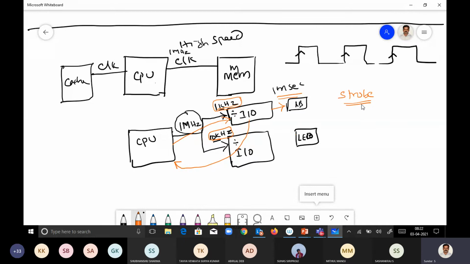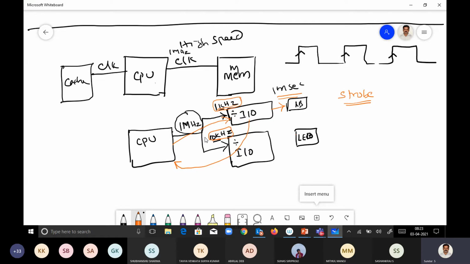Whereas in the handshaking signal, CPU is well aware of whether the device is able to get the data or not, because it will send, I'm ready, I want to transfer. If the device is ready, then only it will send the acknowledgement from the device to CPU. Then CPU can send the data. So in the handshaking mode, there is a possibility that the data may not be lost. Whereas in the case of strobe, there may be data loss because CPU does not know whether the device is ready or not. It is sending the data after every 1 millisecond. So there are possibilities that some data may be missed.